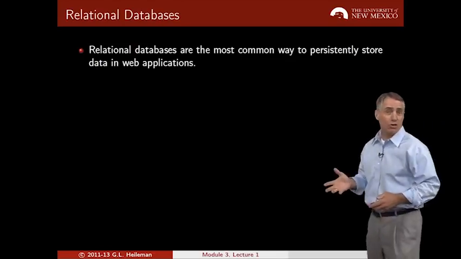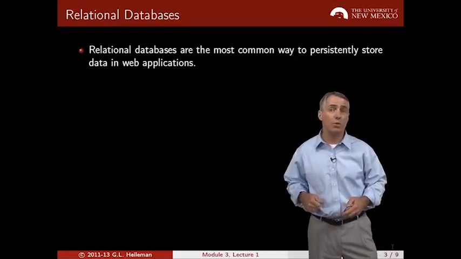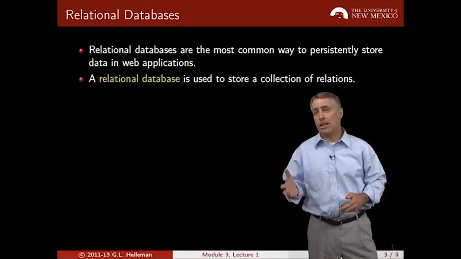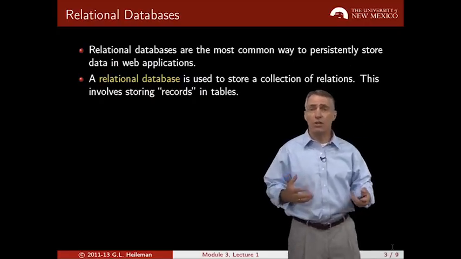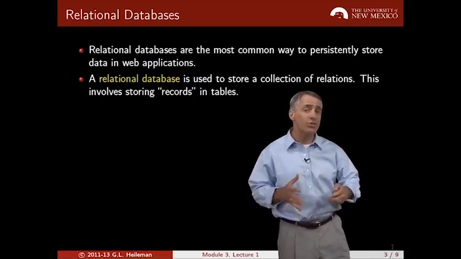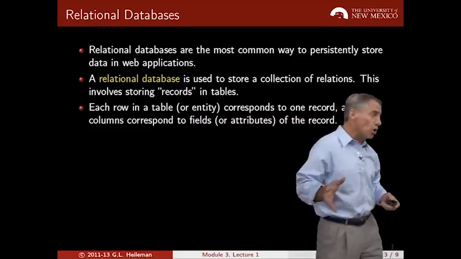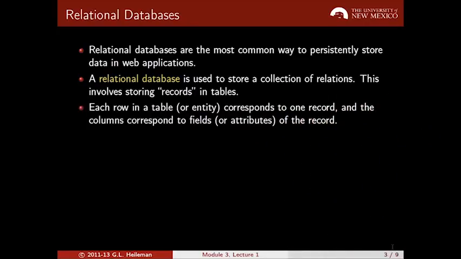Relational databases are the most common way of persisting data within a web application. And a relational database is simply a collection of relationships between the records that are stored in tables in the database. Each row in a table corresponds to a record, and the columns correspond to fields, or sometimes these are referred to as attributes of the record.